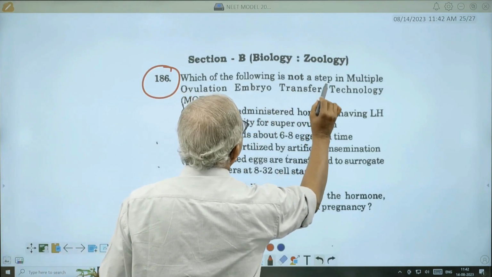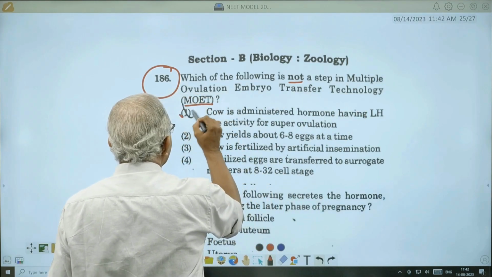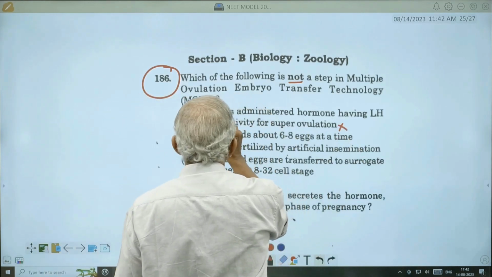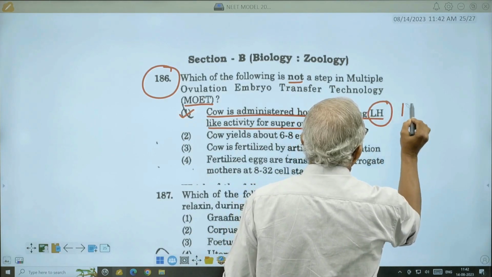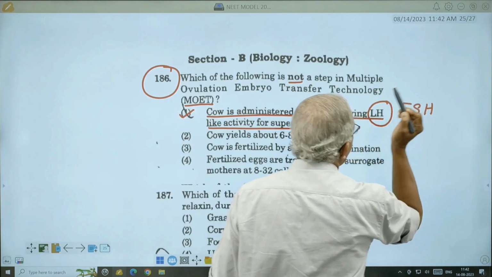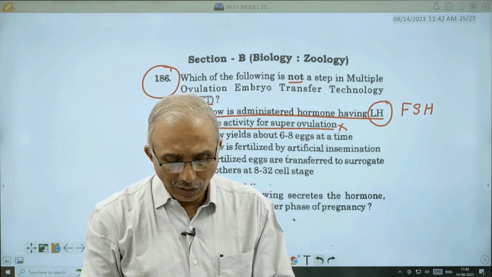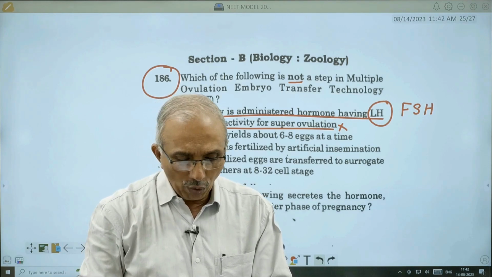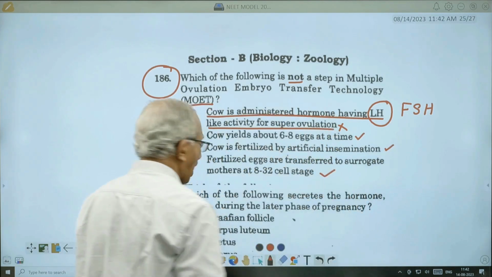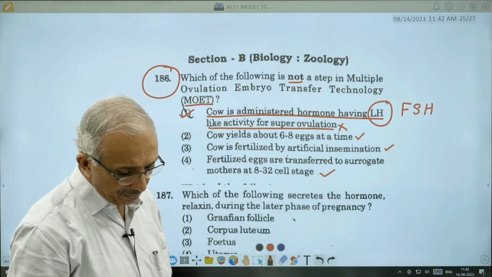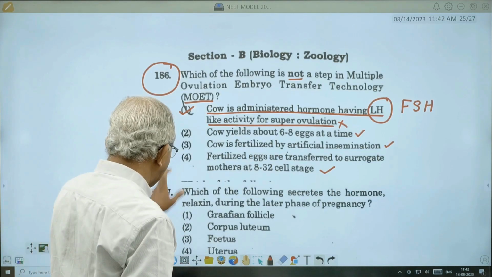Which one of the following is not a step in MOET? This is not a step in MOET. It is not H, it is LH. That is FSH-like activity, having FSH-like activity for superovulation. Others are correct. Then next is 189.